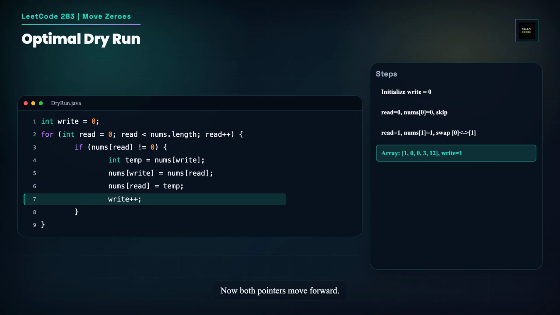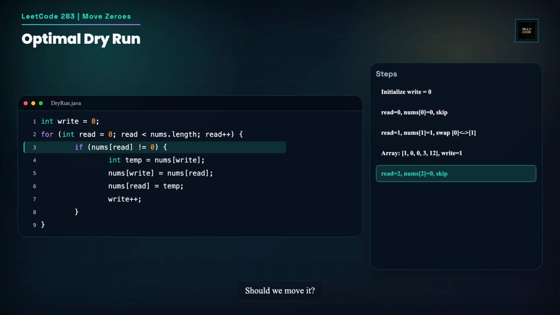Now both pointers move forward. The write pointer is now at index 1. The read pointer moves to index 2. The read pointer sees 0. Should we move it? No. So only the read pointer moves. The write pointer stays where it is. It's still waiting for the next non-zero value.